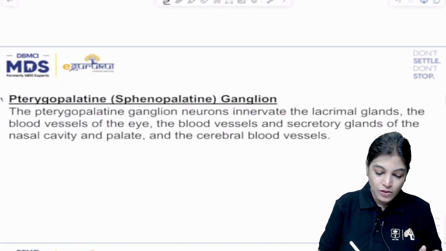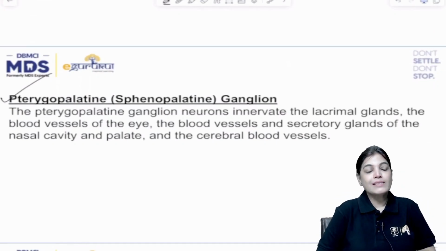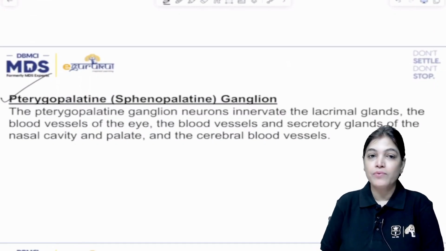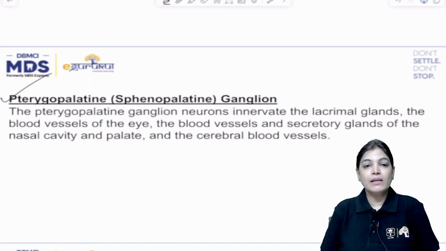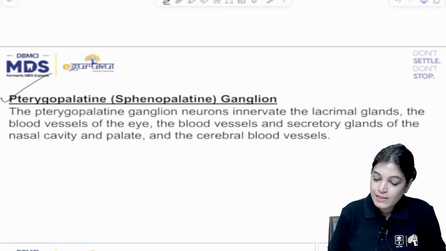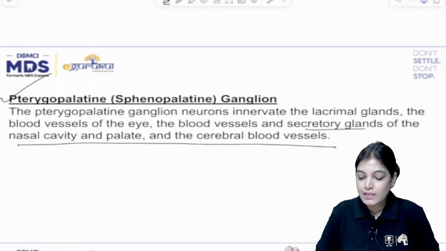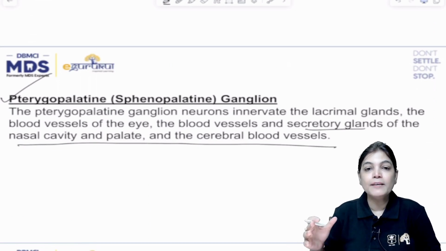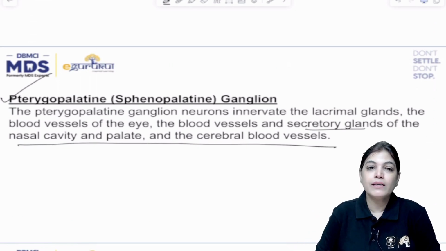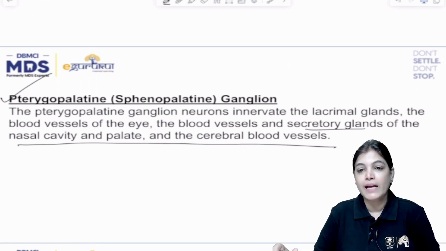So exactly, pterygopalatine ganglion, which is also called as sphenopalatine ganglion, ganglion of hay fever, innervates the lacrimal gland, the blood vessels of the eye, the secretory glands, blood vessel, nasal cavity, palate, and that of the cerebral blood vessel. So basically, the correct answer for lacrimal innervation, we will definitely choose the sphenopalatine ganglion or pterygopalatine ganglion as the right answer.